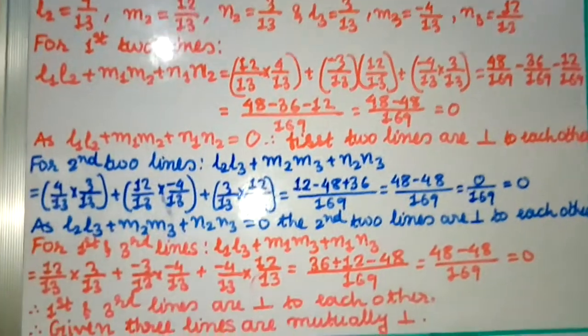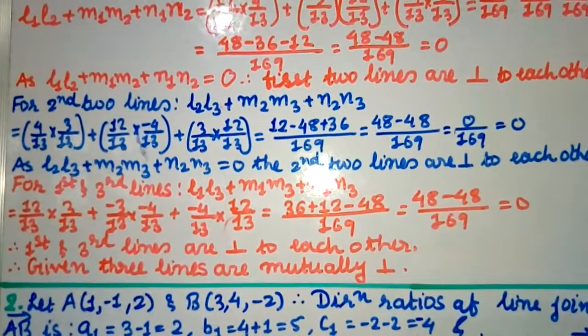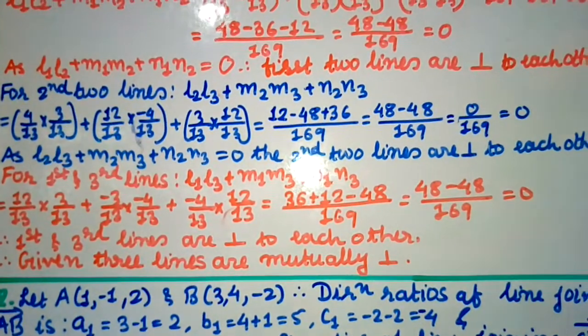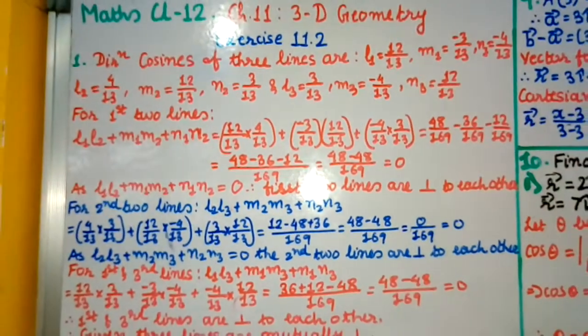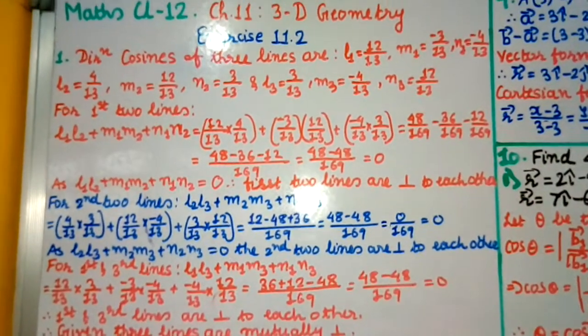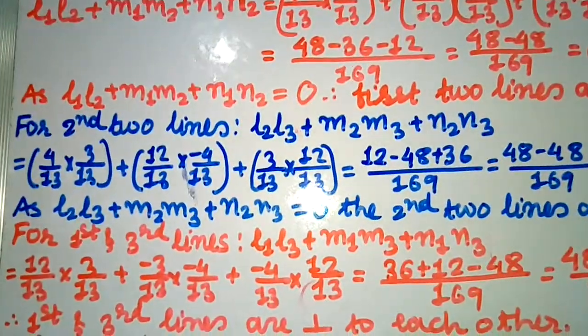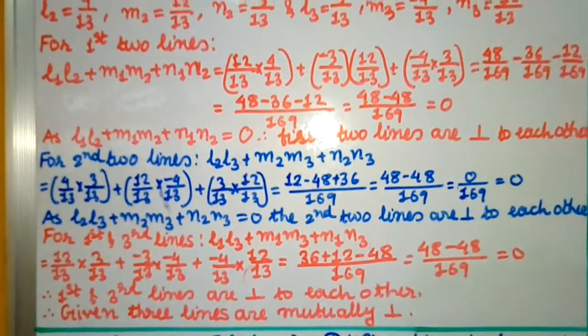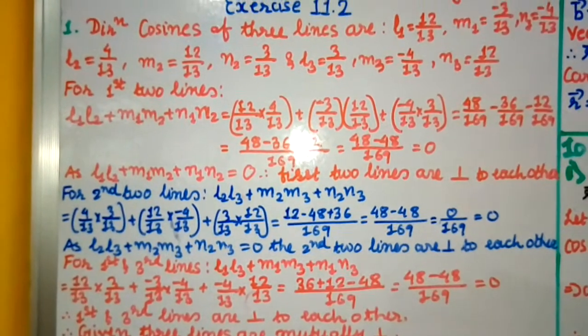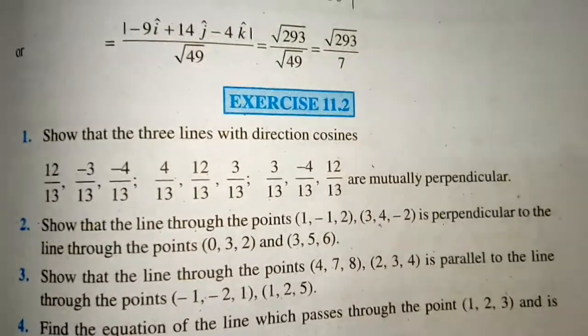So we can say that the first two lines are perpendicular, the second two lines, and the first and the third line, all lines are perpendicular to each other. That means they are mutually perpendicular. So we can conclude that the given three lines are mutually perpendicular. Hence proved. Question number 2.